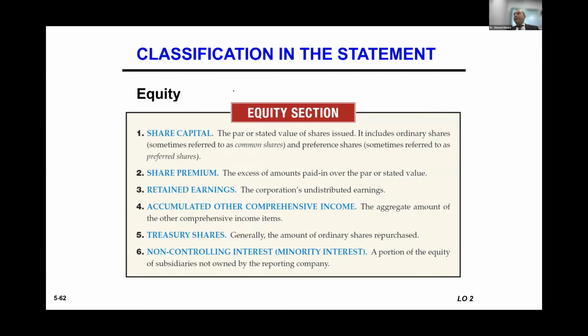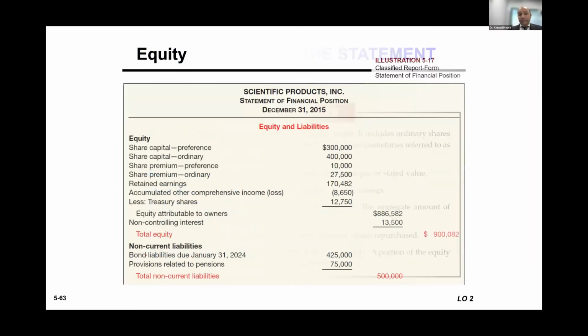So we have now assets and liabilities, and we finished the assets. The equity section is your capital, how much money you invested in the company. This is the equity section. And this is how it looks in the balance sheet.